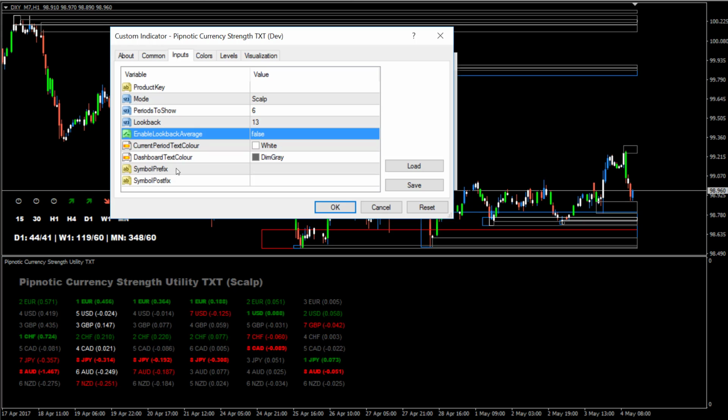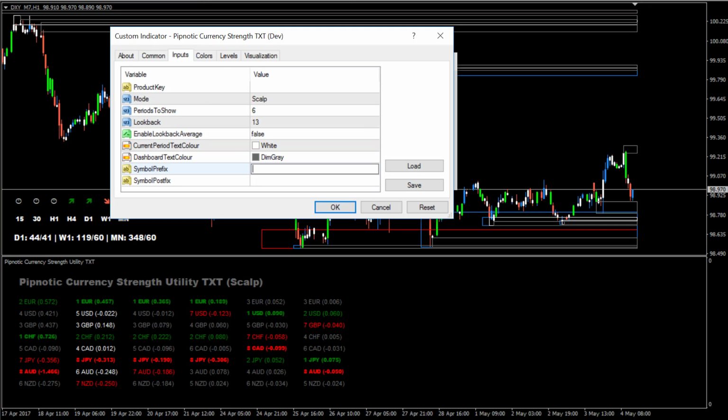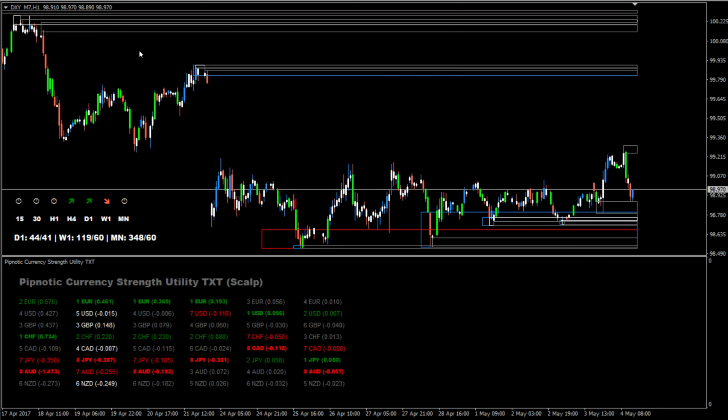Good. And then we have the prefix and the postfix. If your MT4 platform adds some characters before a symbol, you want to add them here. If it adds characters after the symbol, you want to add them here. So super simple. Then you press OK, and everything should be cruising.